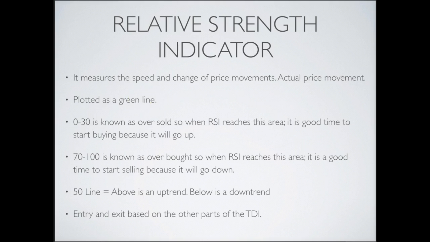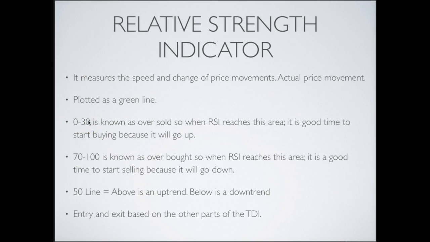I want to touch base on the relative strength indicator because that's the main thing of the TDI. That measures the speed and change of price movements. On our TDI, it's plotted as a green line. Then you're going to have some other lines on there. That's going to be the oversold zone, and then the overbought zone.